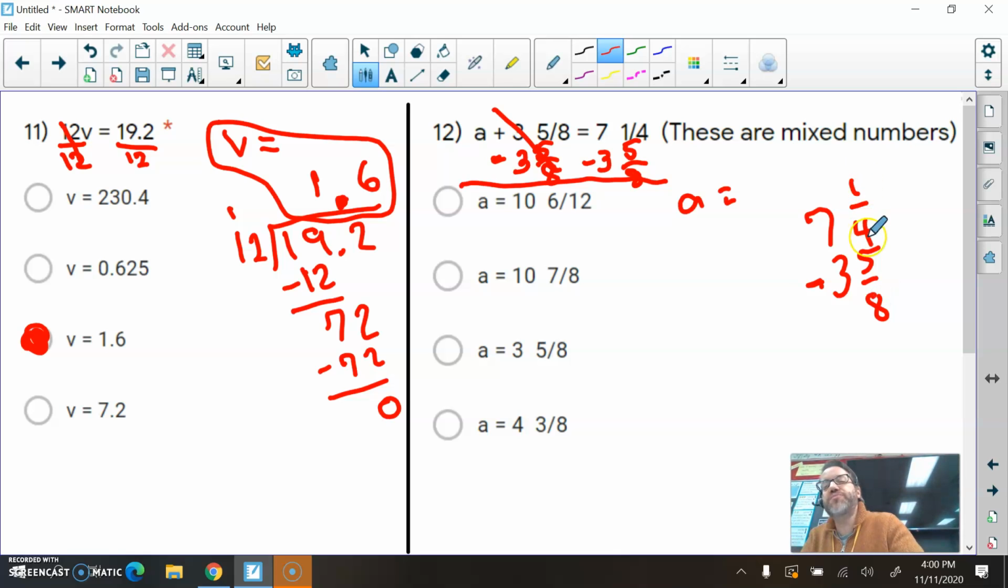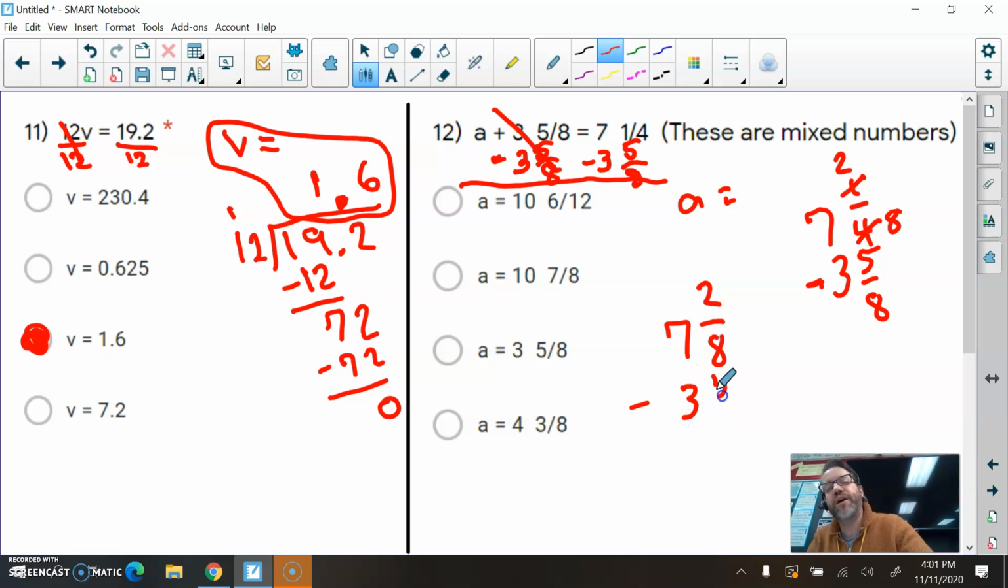So 1/4, let's rewrite it so it's over 8 as an equivalent fraction to 1/4. You could multiply these both by 2. 1 times 2 is 2. 4 times 2 is 8. So 7 2/8 minus 3 5/8. I'm going to rewrite that. 7 2/8 minus 3 5/8.